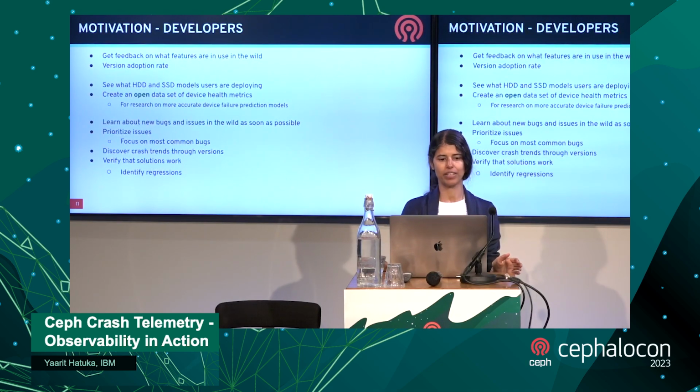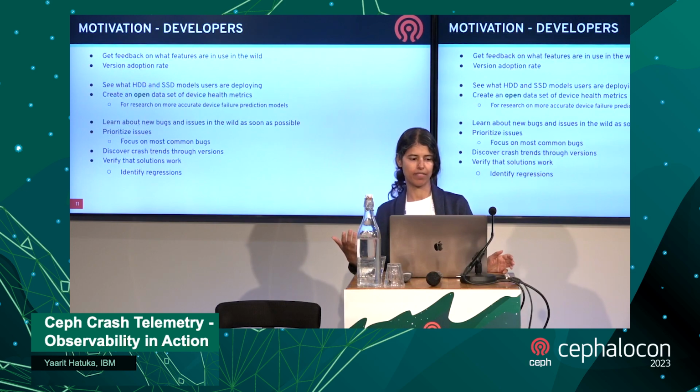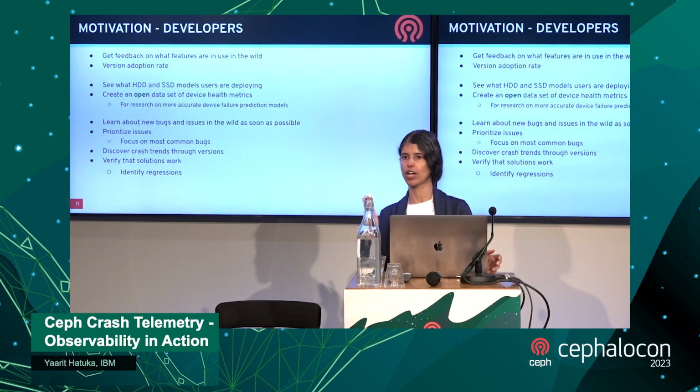So why do we need all that? Developers want to get some feedback about the features that are used in the wild. Generally, if we launch a new feature, we want to see how it is adopted by the community. And we also learn about the version adoption rate. Once we release a new version, we want to see how it is available out there.